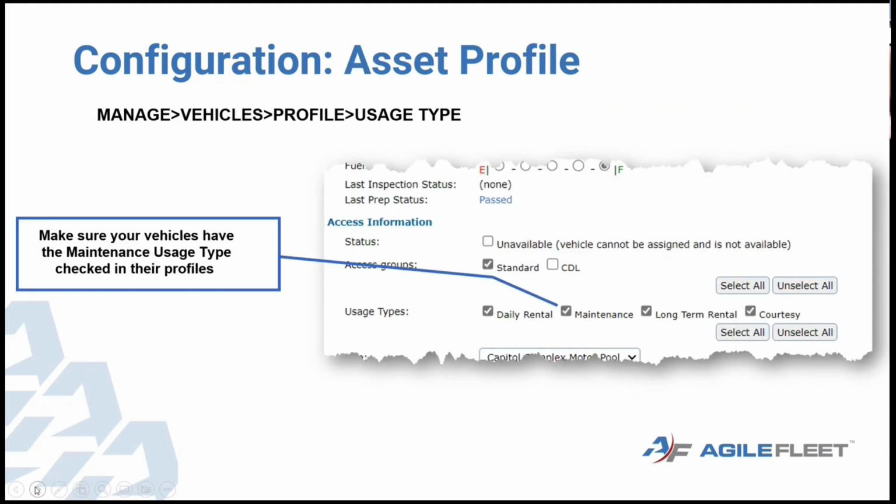Along with the configurations, not just does the maintenance usage type need to be set up within your administrators, but it also needs to be set up within each of your vehicle profiles. When you go into manage vehicles profile and scroll down to usage type, you're going to see that maintenance is there. Make sure that the vehicles that you want to be part of the maintenance reservation rotation or scheduling are marked as such.